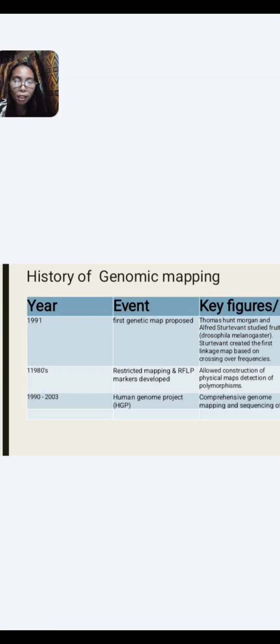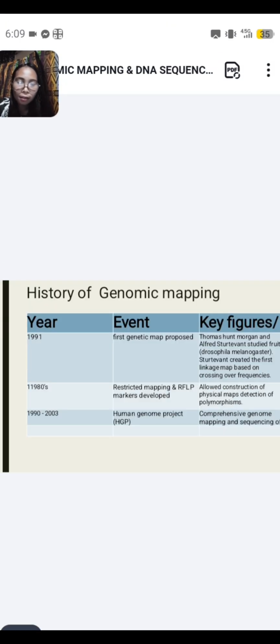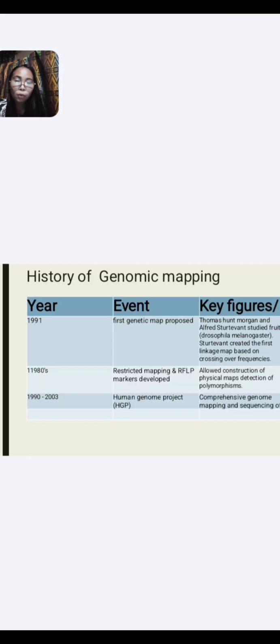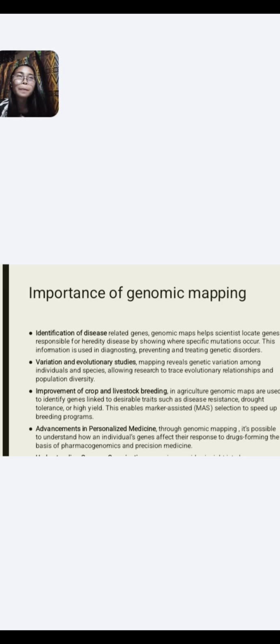In the 1980s, developments allowed construction of physical maps and detection of polymorphisms. Then restriction mapping and RFLP markers were developed. From 1990 to 2003, the Human Genome Project did comprehensive genome mapping and sequencing. So next is the importance of genomic mapping.